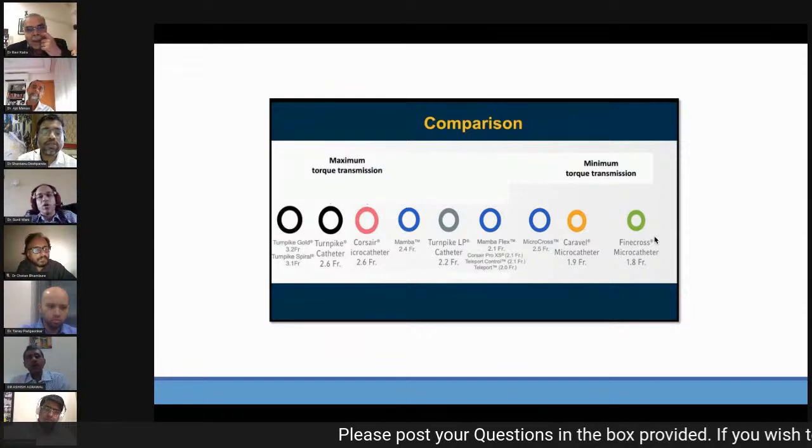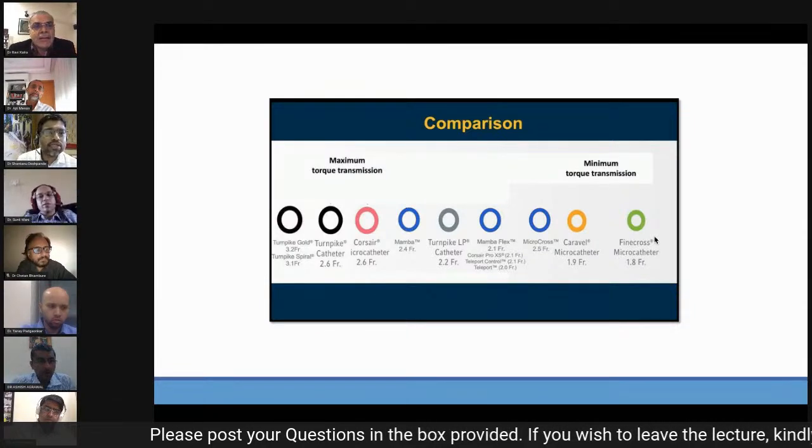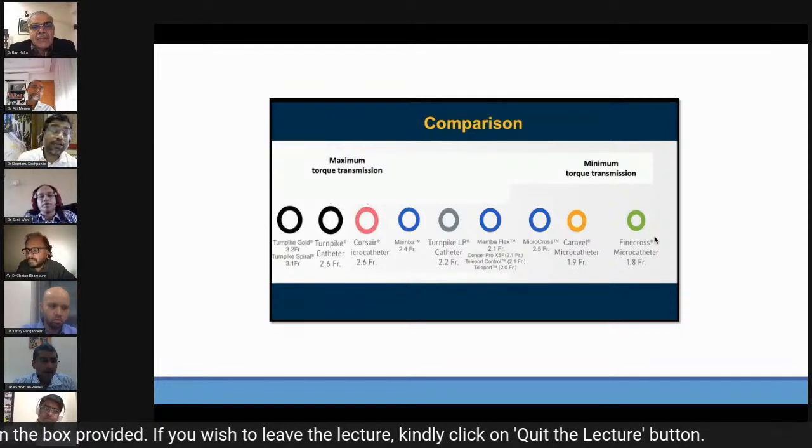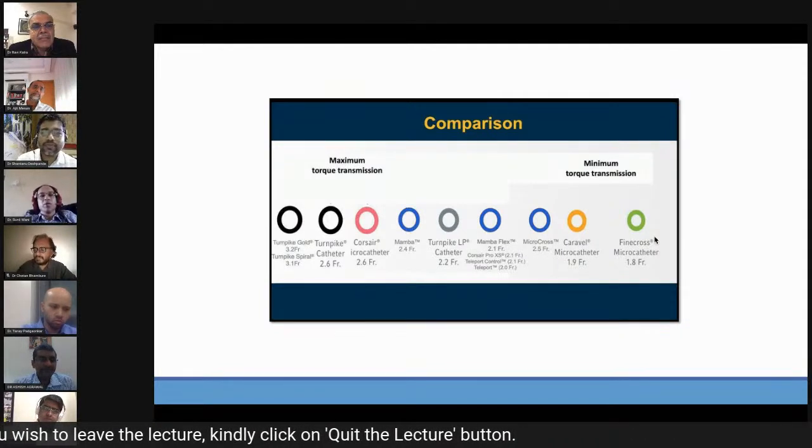Is it? I just want to ask the panel. Caravel gives less support, basically. And so sometimes you have to change the Caravel if you are not able to cross the lesion. Absolutely.